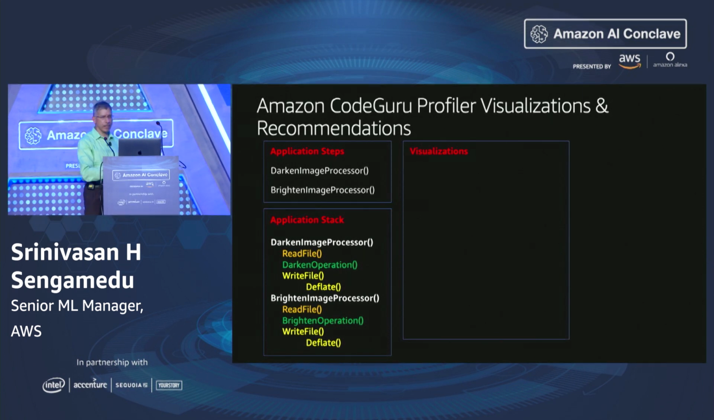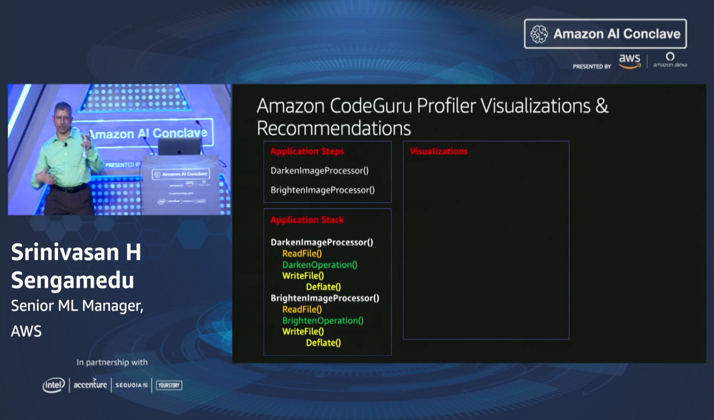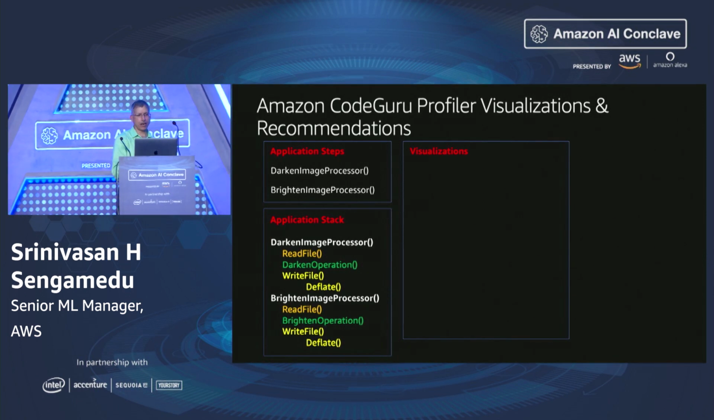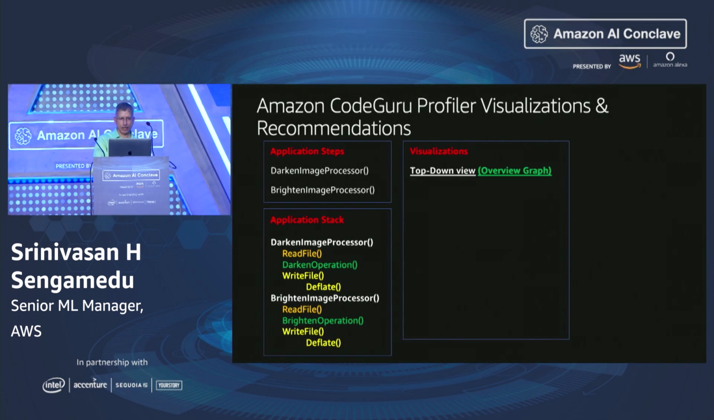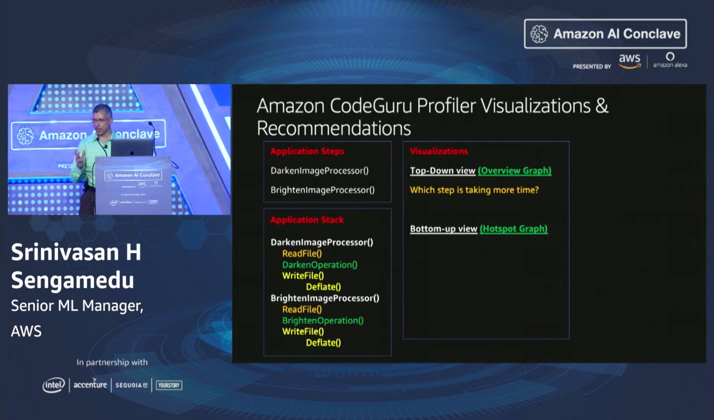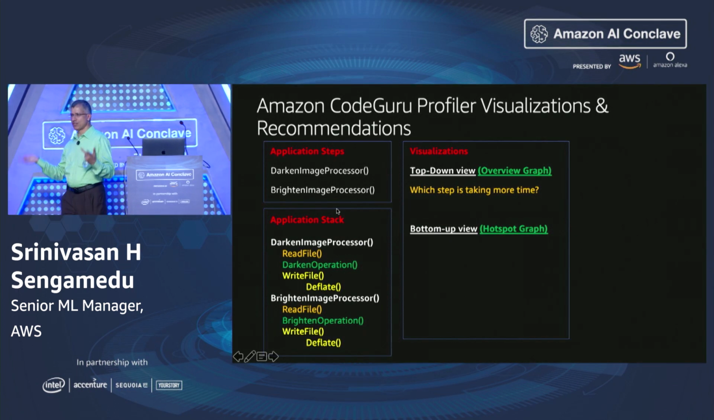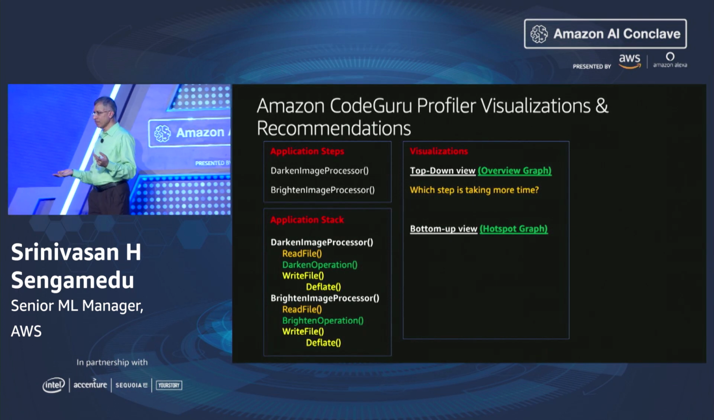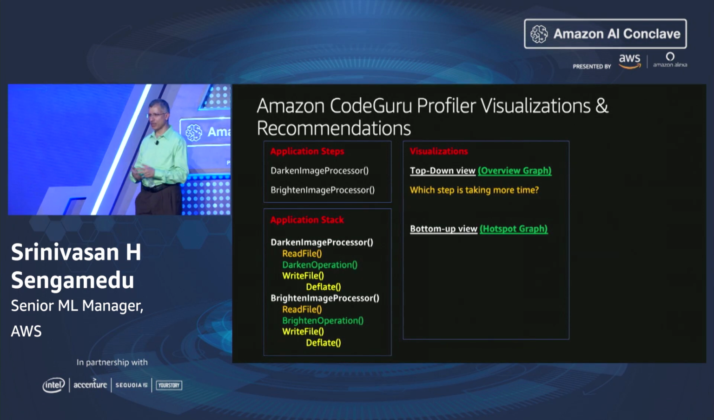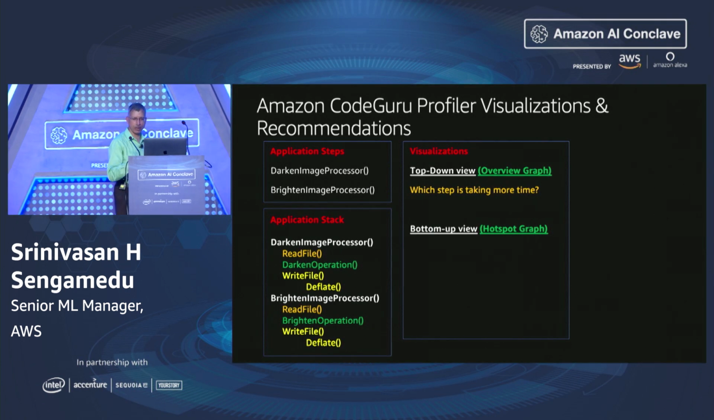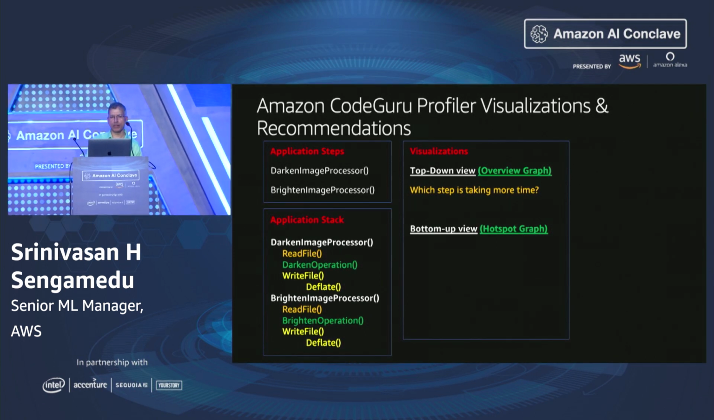It provides two things. One is visualizations, which you can use to understand how it is running in production. There are two ways of doing it. One is the top-down view. For example, this has two steps, the darken image and the brighten image. It will tell you which is taking more time. And typically you will have hundreds or even thousands of steps, so it gives you a sense of which is taking more time. So that's the first top-down view.